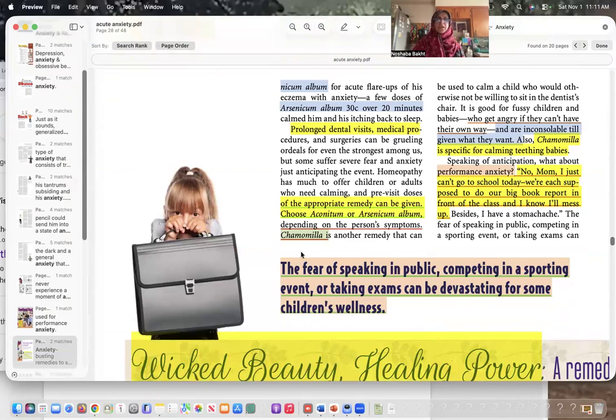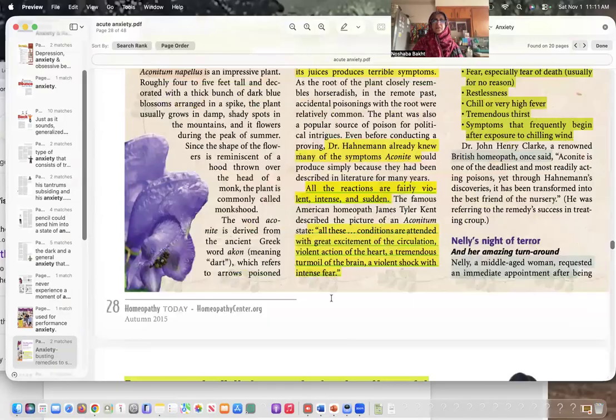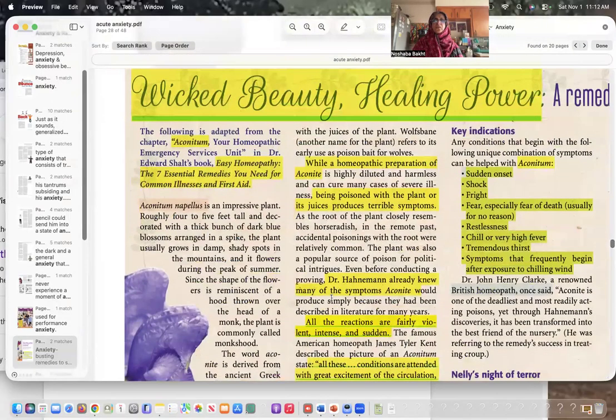Or you'll see chamomilla, which we'll talk about next time. But aconite is extremely useful, with wicked healing power. So aconite is for sudden onset, shock, fright, fear, restlessness, chill with high fever and a lot of thirst, especially after exposure to chilling winds. Any question about aconite?